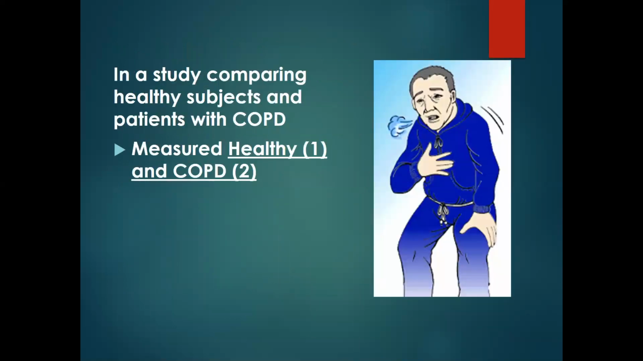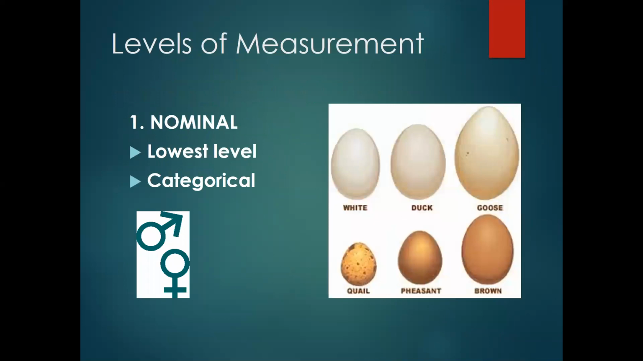Here's our third one. In a study comparing healthy subjects and patients with COPD, healthy subjects were labeled 1 and those with COPD were labeled 2. Pause your slide. Resumed. Okay, here's the level of measurement, nominal. This is the lowest level. People were just given a number based on their name.